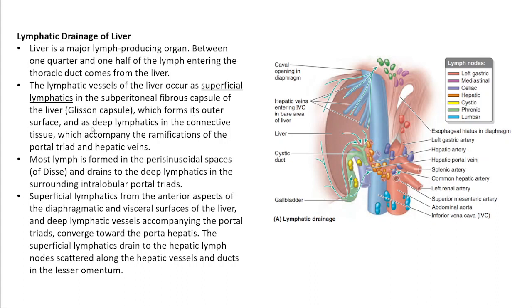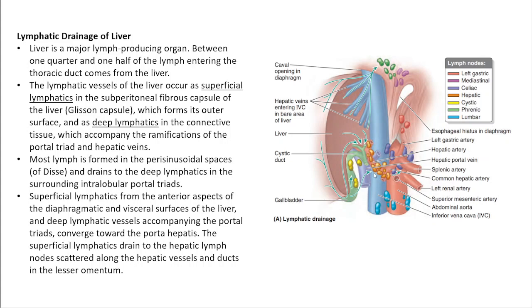Deep lymphatics will accompany the branches of the hepatic arteries and portal veins, and they will come out through the porta hepatis. Right, so most of the lymph is found in the perisinusoidal spaces, again spaces of Disse, and they drain to the deep lymphatics surrounding the intralobular portal triads. Superficial lymphatics from the anterior aspect of the diaphragmatic and visceral surfaces of the liver and the deep lymphatic vessels accompanying the portal triads are going to converge towards the lymph nodes lying near the porta hepatis.